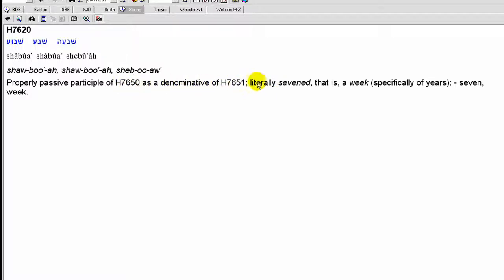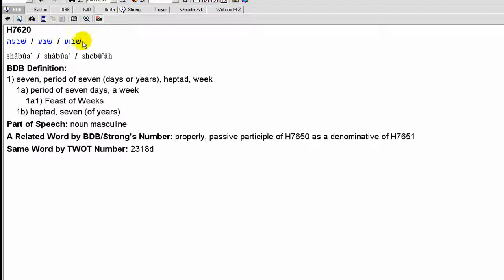It means literally 7. That is a week, specifically of years. And we're going to get to the example of when a week is used to mean years. We'll cover that in a minute. Brown, Driver, and Briggs tells us 7, a period of 7 days or years, a heptad or a week, a period of 7 days, a week. Then they list Feast of Weeks.